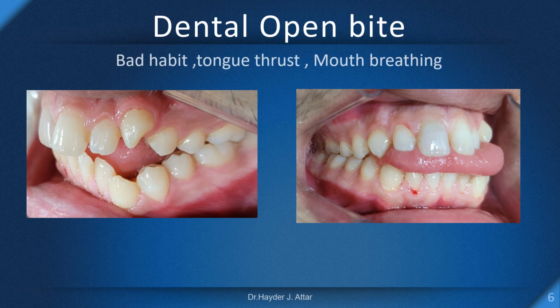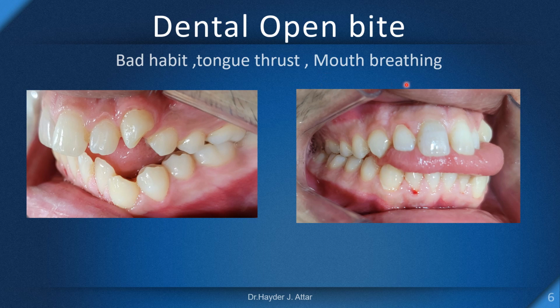In cases of dental open bite, the main etiological factor is not the skeletal pattern, the gonial angle of the mandible, or the Frankfurt mandibular angle. Here, the main etiological factor of the dental open bite is either bad habits, tongue thrust, or mouth breathing. In cases of bad habits such as thumb sucking, nail biting, and pen biting, mostly the open bite is an asymmetrical anterior open bite. While in the case of tongue thrusting, whether endogenous or adaptive, mostly the anterior open bite is symmetrical.